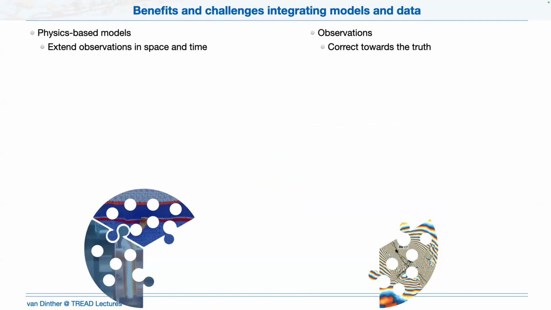So if we look at the physics-based models on the left and observations at the right, what these physics-based models are useful for is that they extend observations in space and time in the most general sense, right? Because in any area of science, we cannot observe each of these things. So we need extrapolation or interpolation, for which we can use physics. And then we have observations, which can help to correct these physics-based models towards the truth.